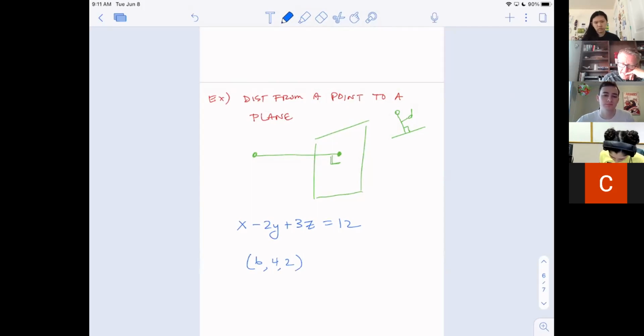Let's see, 6 minus 8 is -2 plus 6. Nope, it's not. So that's good. So how am I going to do that? Any good ideas?